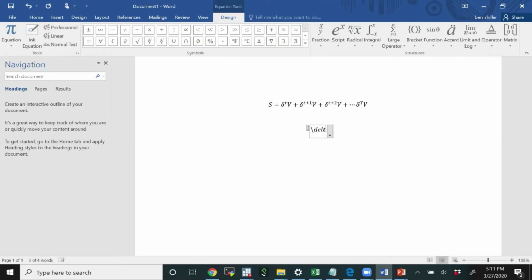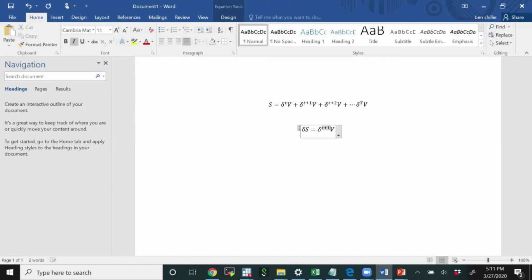So let's start by writing delta times S. What's the first term in delta times S? It's the first term in S multiplied by delta, so the exponent on delta is going to increase by 1. The second term in delta S is the second term in S multiplied by delta, which is delta to the t plus 2 times V, and so on. The last term in delta S is the last term in S multiplied by delta, so it's delta raised to the power of capital T plus 1 times V.